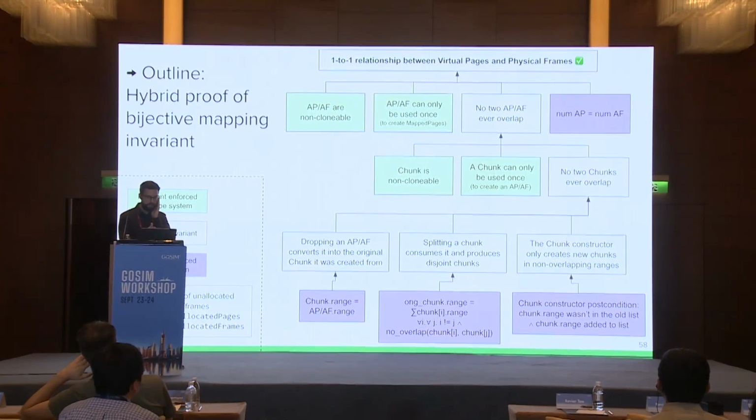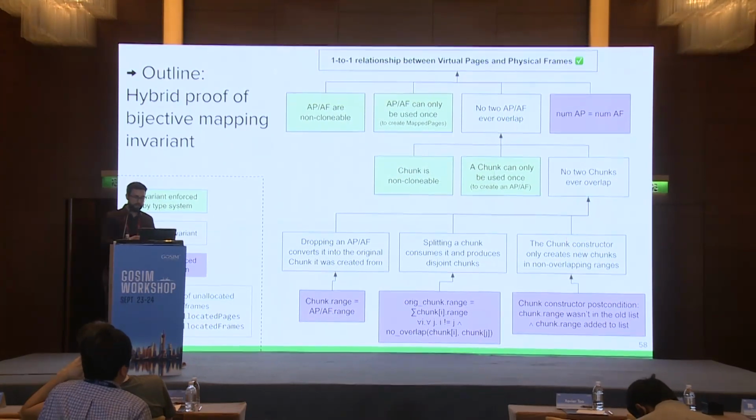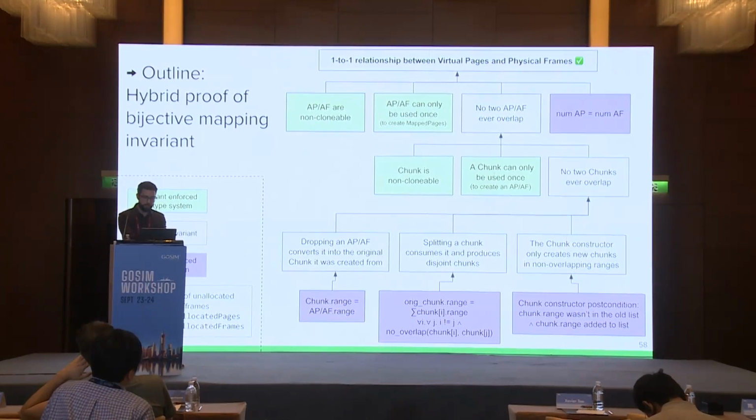I don't think I have time to dig into this, but basically with a combination of all these techniques, we can write a prose proof or a pictorial proof here that proves that the bijective mapping holds, so long as these formal verification guarantees also hold.